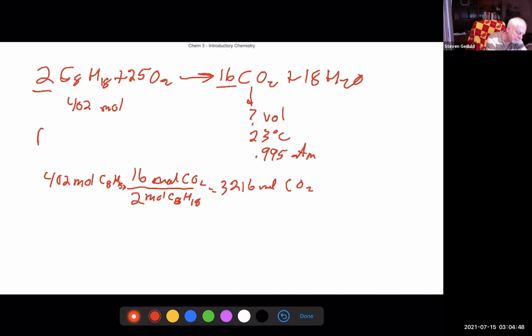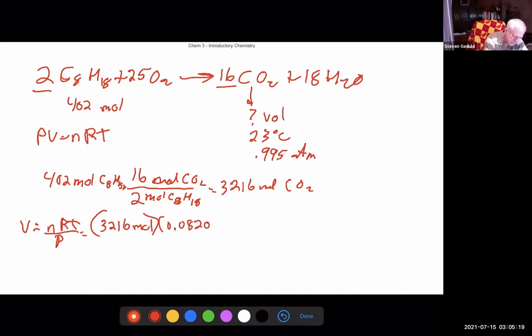We're going to use the formula PV equals nRT, because there's no change. The pressure's not changing, it's at 0.995. Temperature's not changing, it's at 23 degrees centigrade. The volume is what we're calculating, and the number of moles doesn't change. So PV equals nRT, we're looking for volume. V equals nRT divided by P. Number of moles is 3216. R is 0.08206 liters atmospheres per mole per Kelvin.